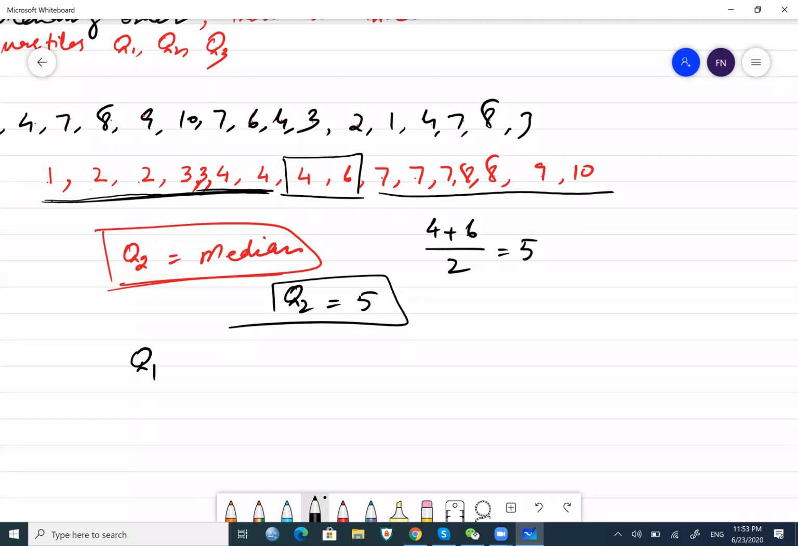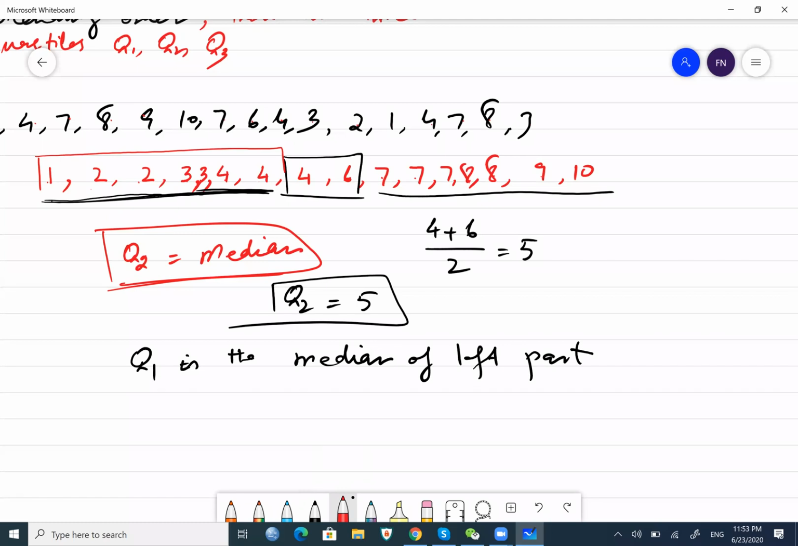Q1 is the median of the left part. What is the left part? This is the left part. Understand? So if I calculate its median, how many numbers do I have? 1, 2, 3, 4, 5, 6, 7. So 3 numbers would be on the left side, and 3 numbers on the right side. So this is my Q1. Is that clear? So Q1 is 3. Understand?